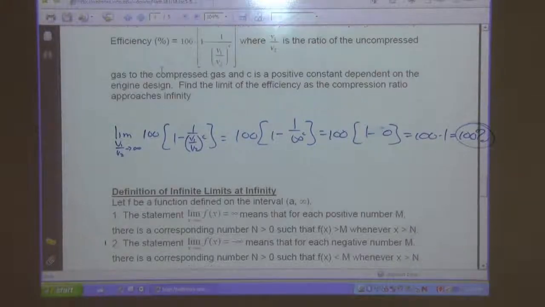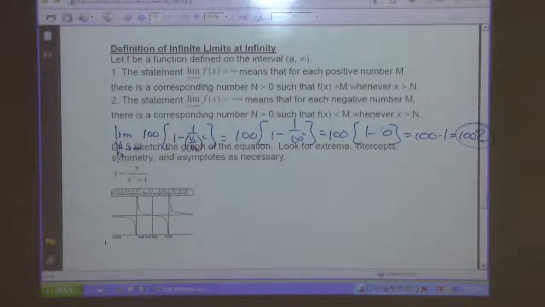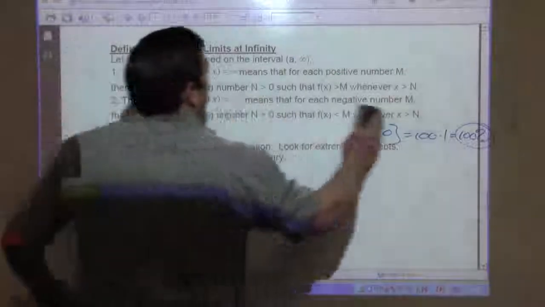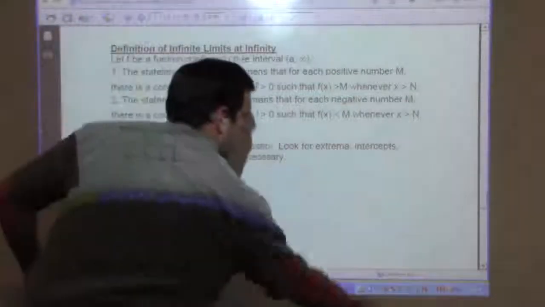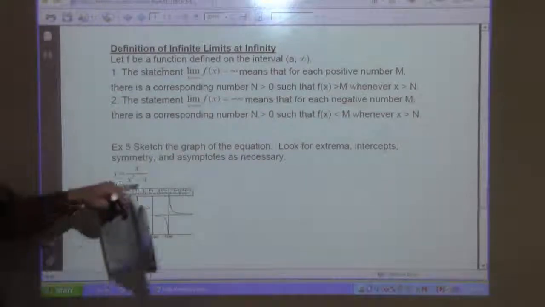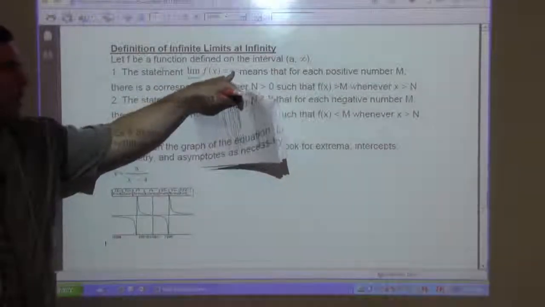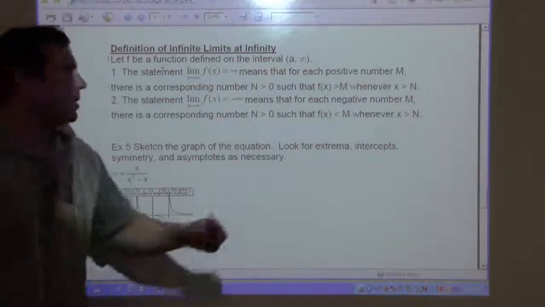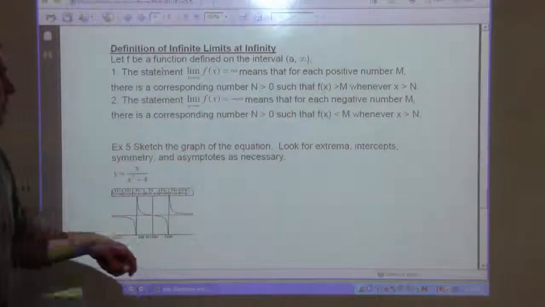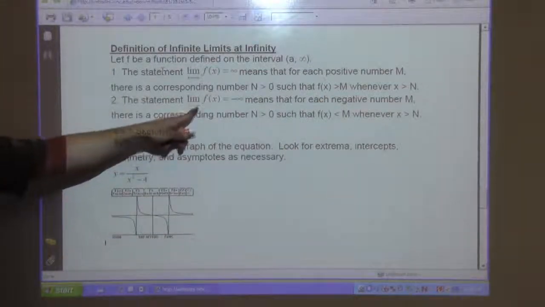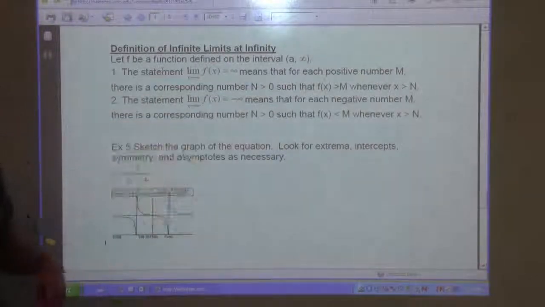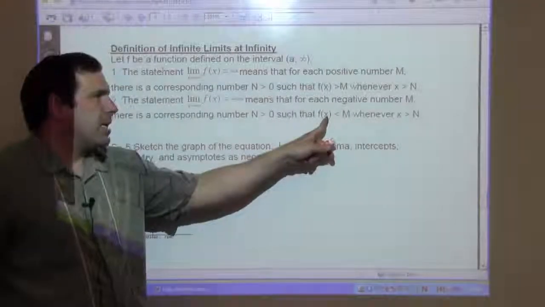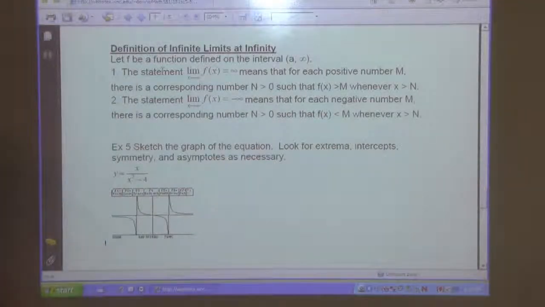Okay, let's go on to the definition of infinite limits at infinity. Let f be a function defined on the interval from a to infinity. The statement that the limit as x goes to infinity of f of x equals infinity means that for each positive M there's a corresponding N greater than 0, such that f of x is bigger than M whenever x is bigger than N. And the statement that the limit as x goes to infinity of f of x equals negative infinity means that for each negative number M there's a corresponding N bigger than 0, such that f of x is less than M whenever x is bigger than N.